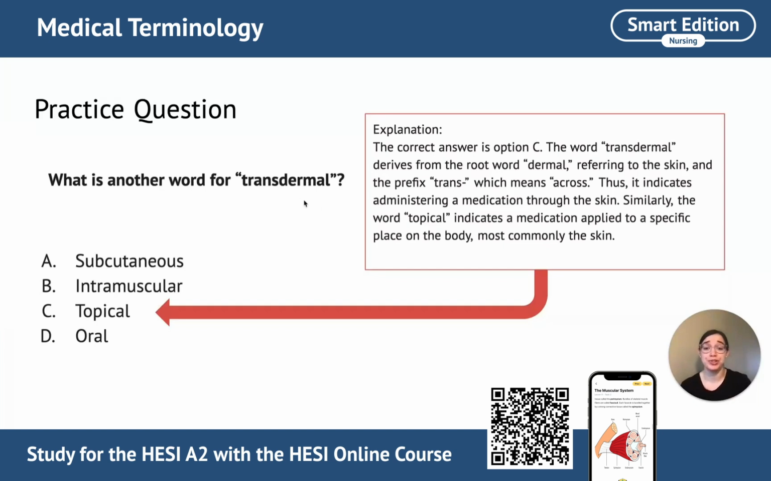So remember that this word derives from the root word dermal, which refers to the skin, as well as the prefix trans, which means across. So when we're talking about a transdermal route of administration for medication, what we're saying is that we're administering medication through the skin. And this is often accomplished through, for example, patches, a transdermal patch, like a nicotine patch. You would put that on the skin and it would release whatever medication you're hoping to administer through the patch across the skin and into the body.